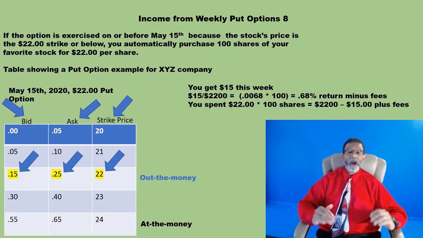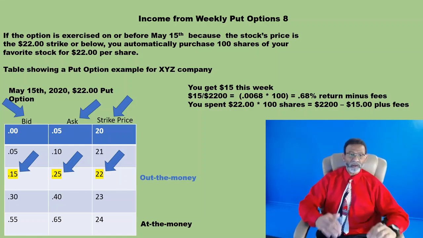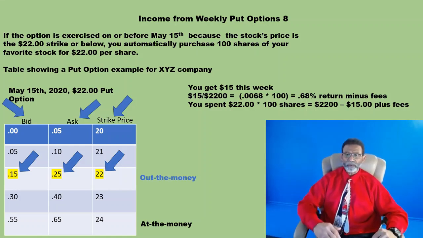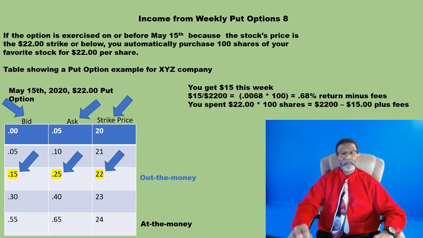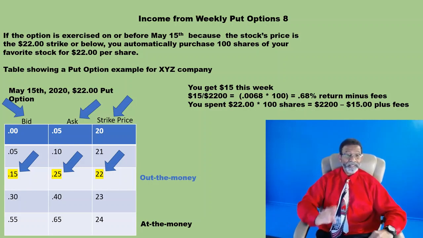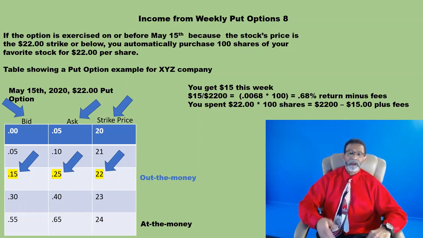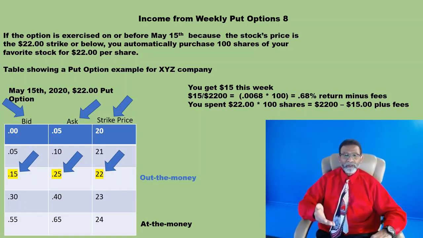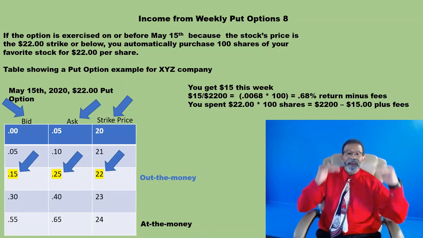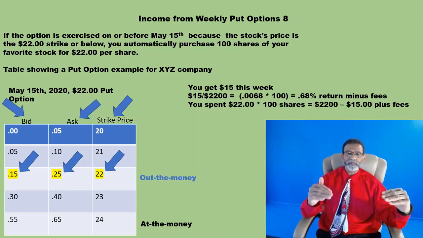So the stocks are put to you at $22 a share. So you are obligated to buy those 100 shares. So in this example, you actually have the $15 you received for selling the put option at the bid price of 15 cents a share. You had $22 a share times 100 in your account to actually have the cash secured put option implemented.